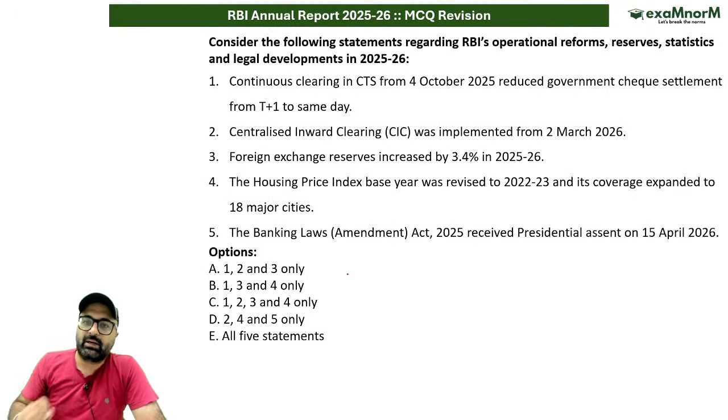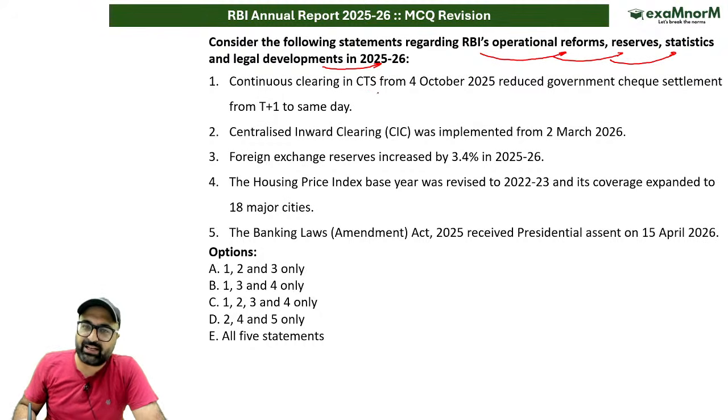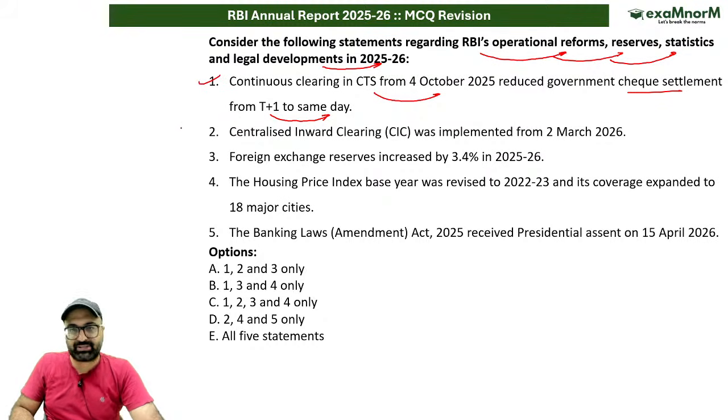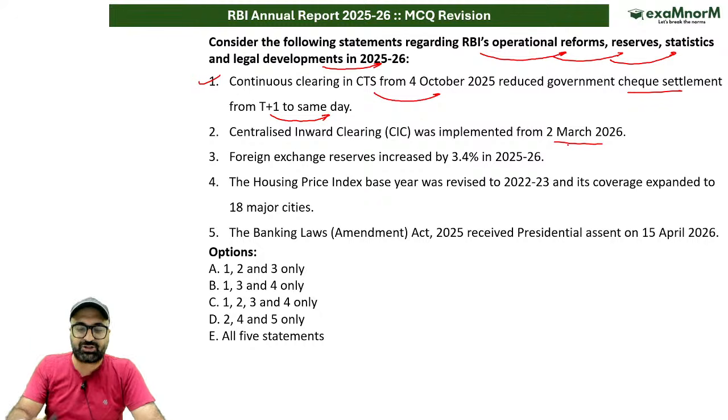The next point talks about RBI's operational reforms, reserves, stats and legal developments in 2025-26. So RBI ने क्या-क्या reforms लिए with this particular aspect? Please pay attention. Continuous clearing in CTS from 4th of October 2025 reduced government check settlement from T+1 to same day. बिल्कुल सर, अब जो आपका check truncation system है that has been reviewed, and under this review now checks are settled down in T+3 hours. That is correct. Centralized inward clearing was implemented from 2nd of March 2026.